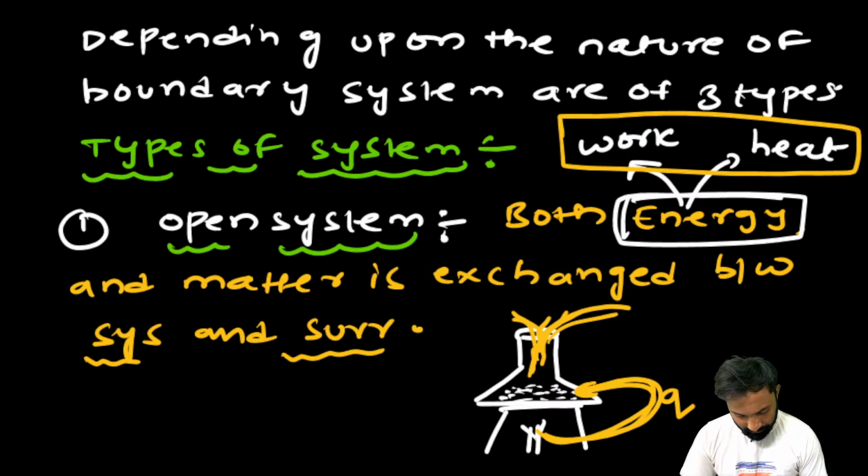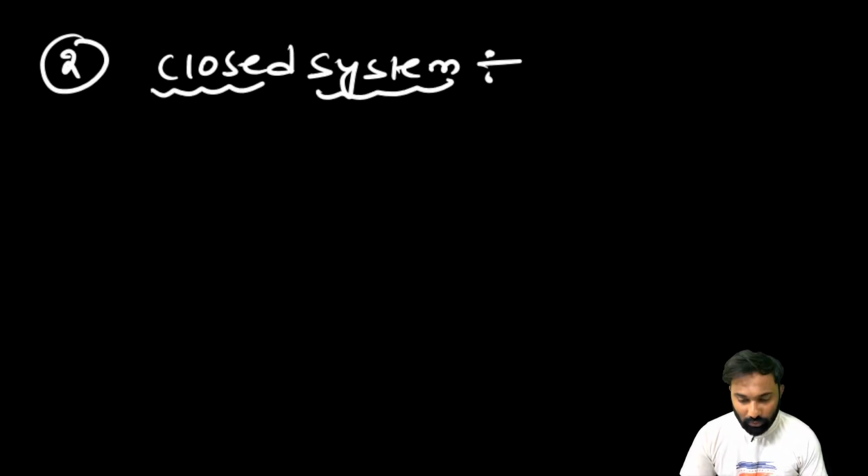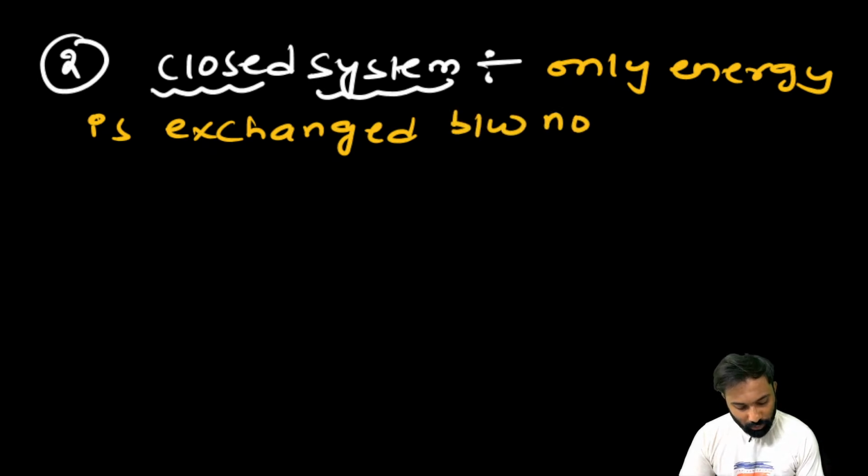Clear? Next. Now the second type of system we are having is a closed system. Now what is the meaning of the closed system? Clear? Here only energy is exchanged, but not the matter.